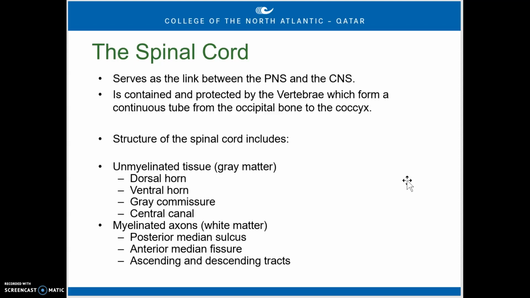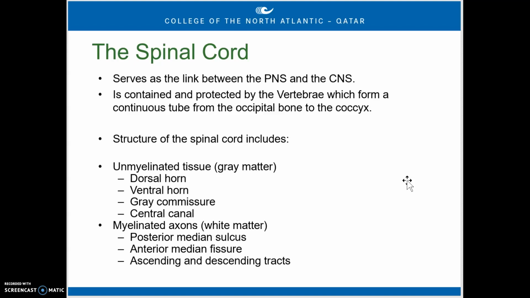So all of the vertebrae that make up our backbone are going to form a hollow tube in the center, and that's where our spinal cord is going to go. So it gives our spinal cord flexibility, but it also gives it a tremendous amount of protection. It forms a continuous tube from the occipital bone, remember, the back and base of the skull, right down to the coccyx, which is the last vertebra, right at the posterior part of the vertebral column.